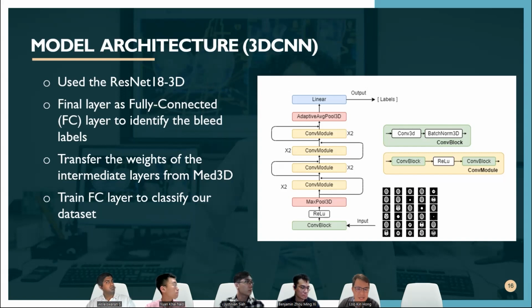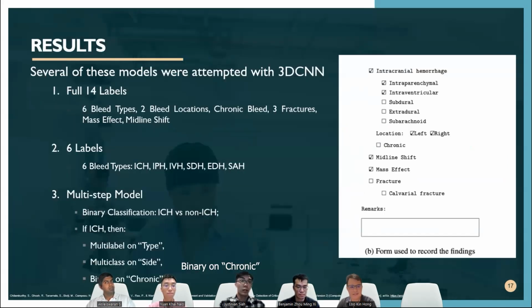But what is the result when you attempt to use this model? Our initial plan was to use the model to predict all 14 labels, but this wasn't very successful. So we scaled down the model and tried a second iteration where we just focused on the 6 label classes. However, even with a reduction in the number of labels, it did not yield better results.